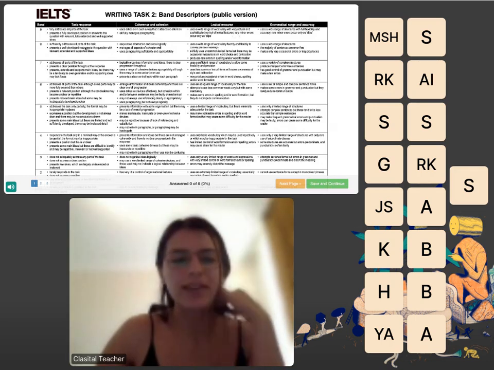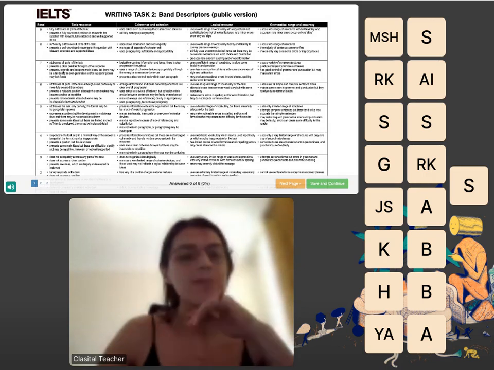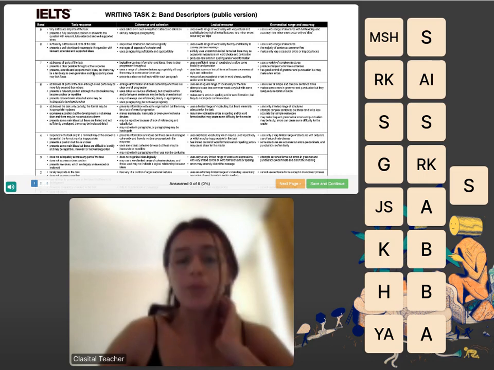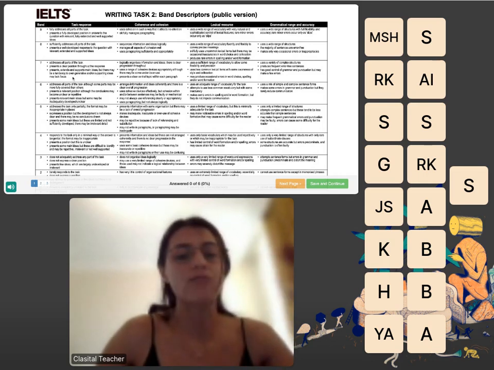For task response, to get, for example, band 7, you need to address all parts of the task, present a clear position throughout the response, and present, extend, and support your main ideas, although there may be a tendency to overgeneralize and or supporting ideas may lack focus.